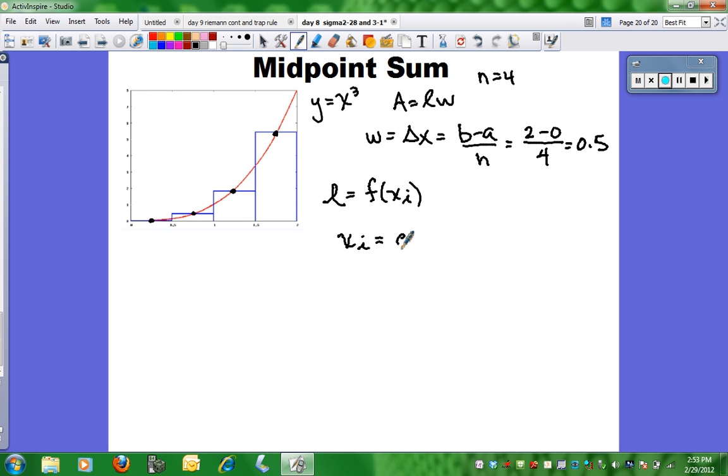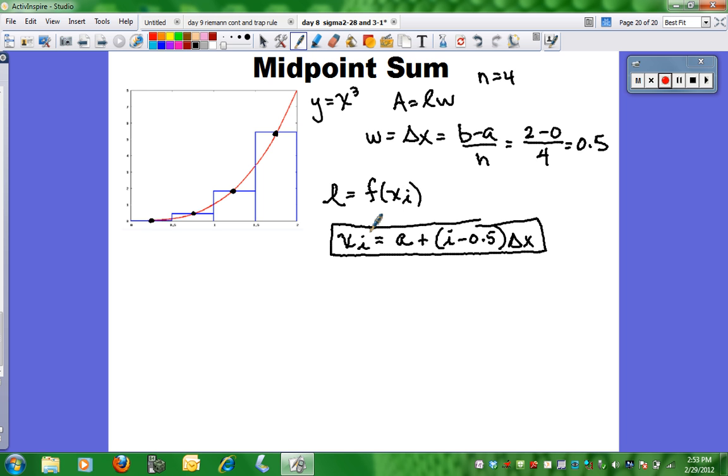Well, you're correct if you said a plus, we're only going halfway, so it's not i minus 1 like before, it's i minus 1/2 for midpoint, times delta x. This does not change. This is the same for all midpoint sums.